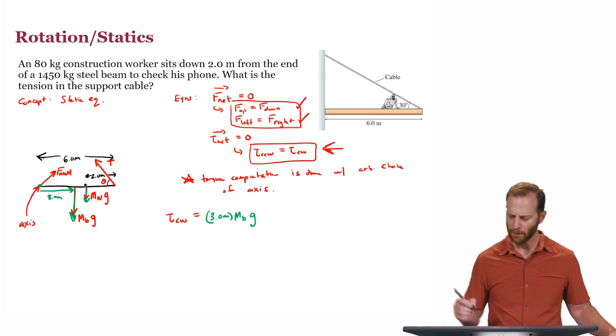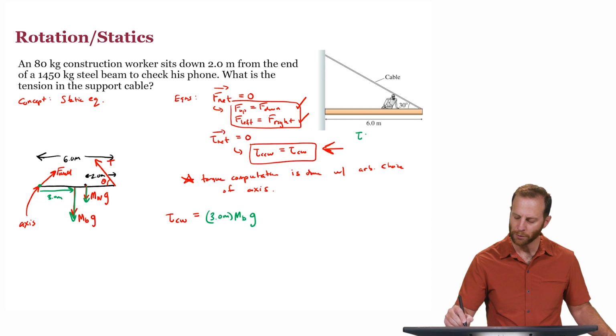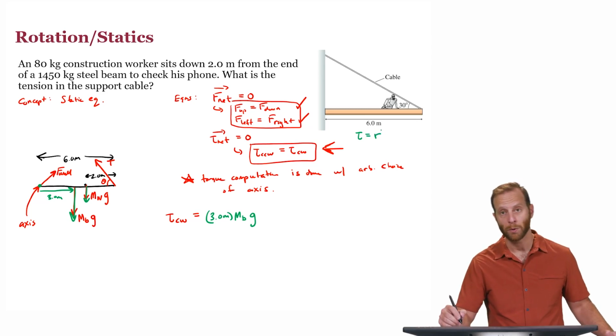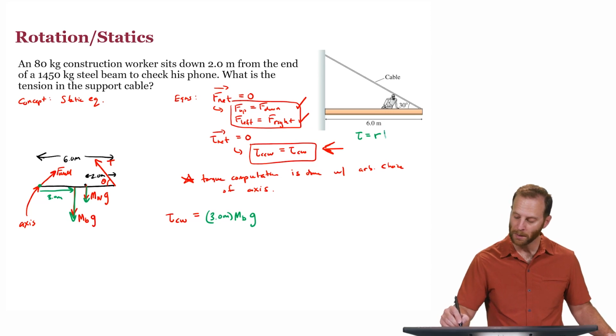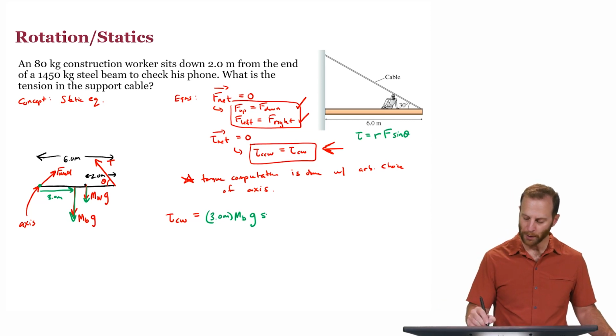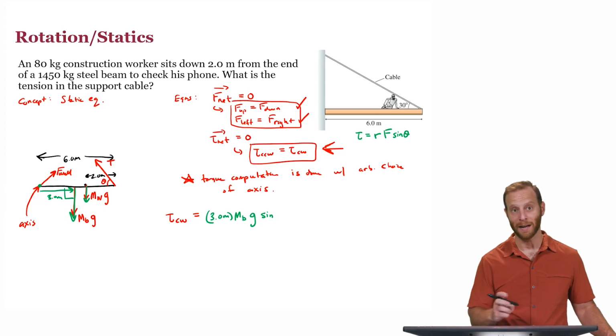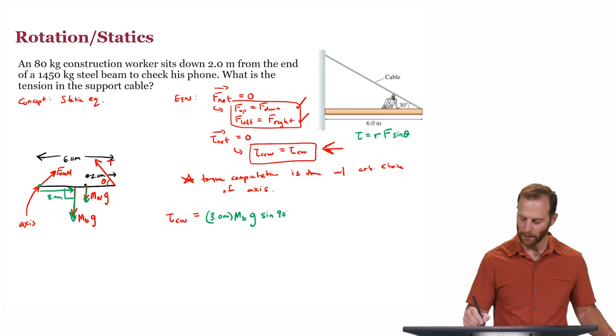Now, where did I get that from? Let me remind you that the equation for torque is given by the distance from the axis to the point where the force is applied times the magnitude of that force times the sine of the angle between them. So what I should put here is a sine of an angle between them, but notice that is, in fact, 90 degrees. So sine of 90.